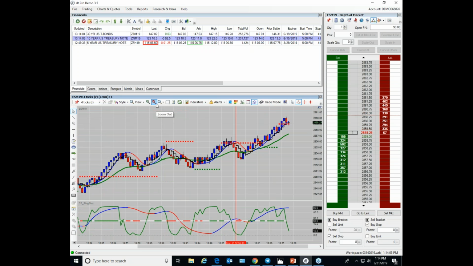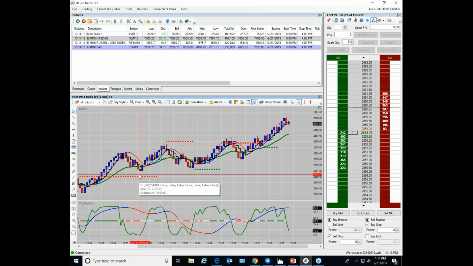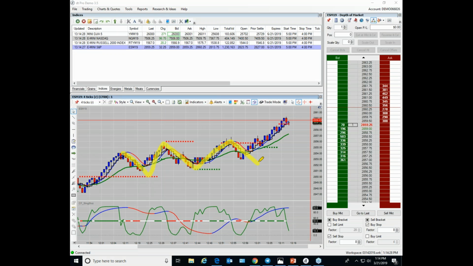So the first order of business, if you're writing things down, the number one thing on your piece of paper is, or should be: are we trending? Are we making higher highs? Now I'm looking at the S&P right now, and we were congesting a little bit, right? Now we have broken out.